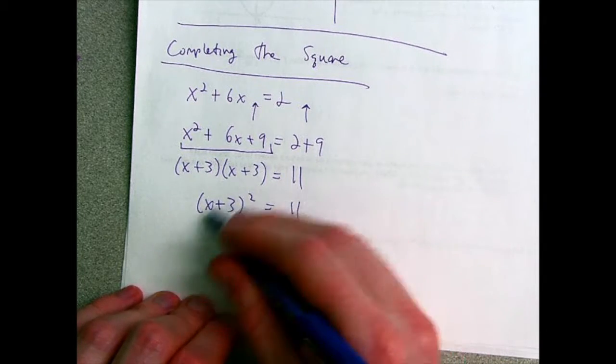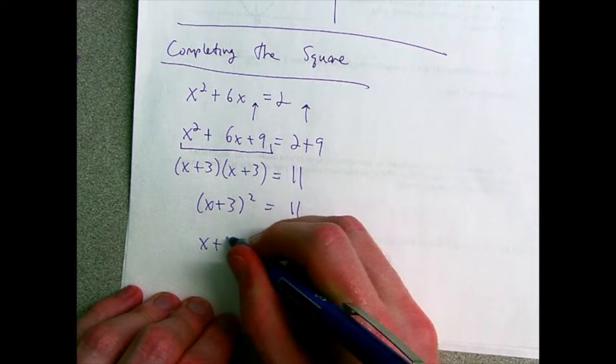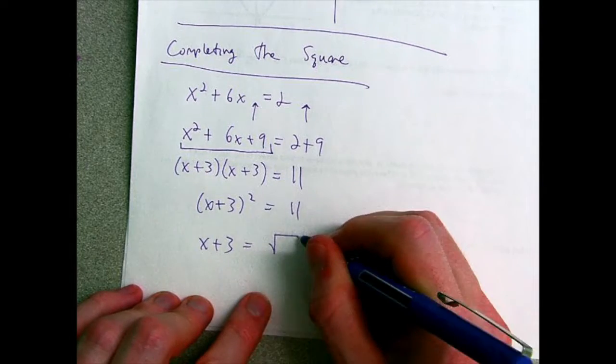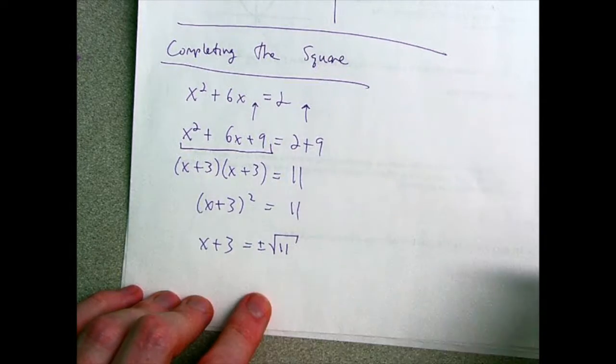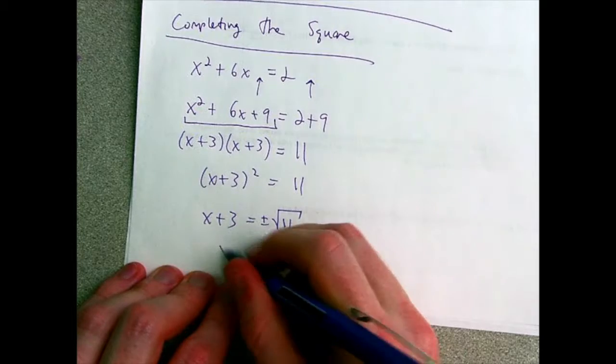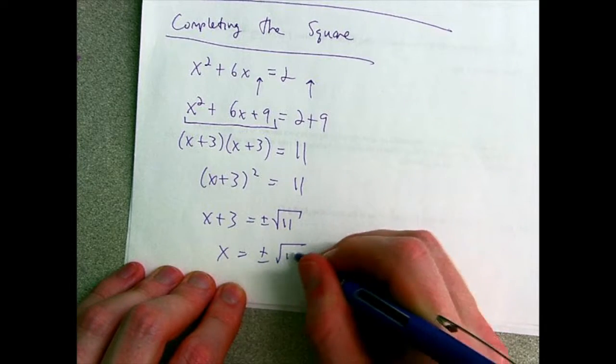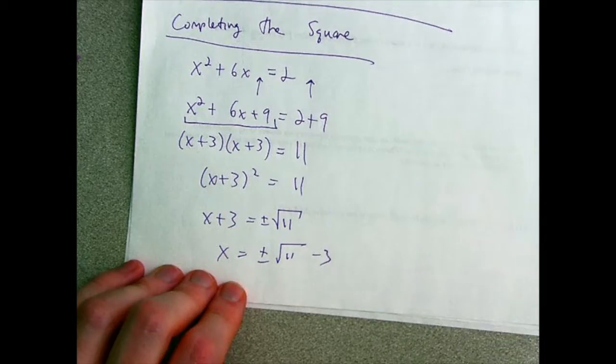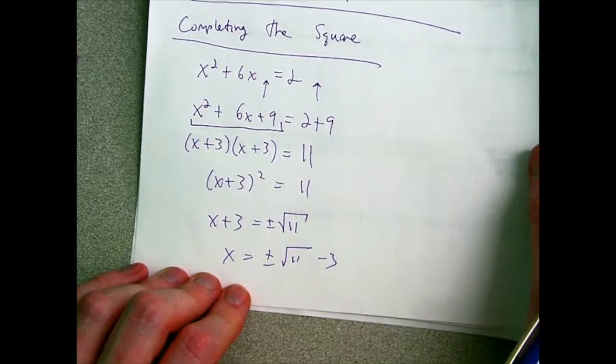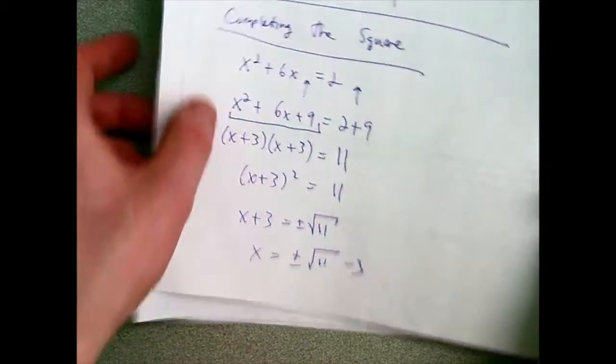We need a pair of numbers that multiply to 9 and add up to 6. That's 3 and 3. So that's x plus 3 times x plus 3. The right-hand side, of course, is 11. Of course, x plus 3 times x plus 3 is better written as x plus 3 squared. And now the trick is that you can take the square root of both sides. If you take the square root of the left-hand side, you just have x plus 3. On the right-hand side, you have square root of 11. Don't forget your plus or minus.